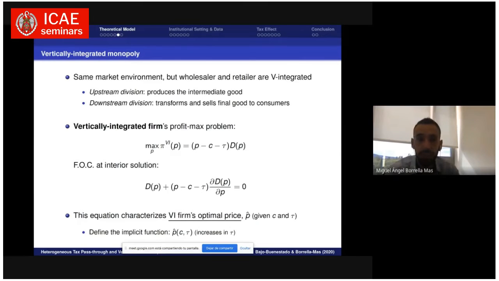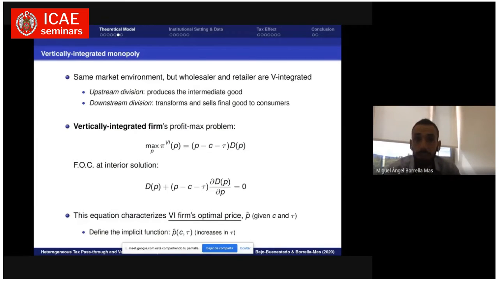Now we focus on the vertically integrated monopoly. We have the same market environment, but now the wholesaler and the retailer are vertically integrated. We have an upstream division of the same firm producing the intermediate good, and a downstream division transforming this intermediate good and selling it to consumers. So we have, again, the vertically integrated firm's profit maximization problem. We do exactly the same as with the two previous problems. And we can characterize with the first order condition the vertically integrated firm's optimal price, which we now call P hat, that using the implicit function theorem can also be expressed as a function of the cost and the tax.